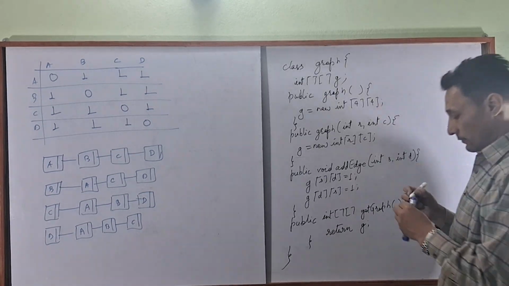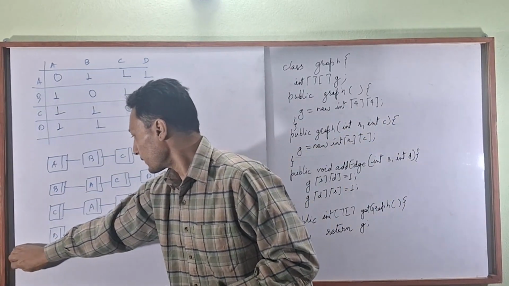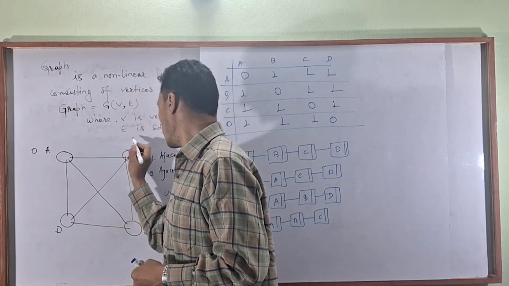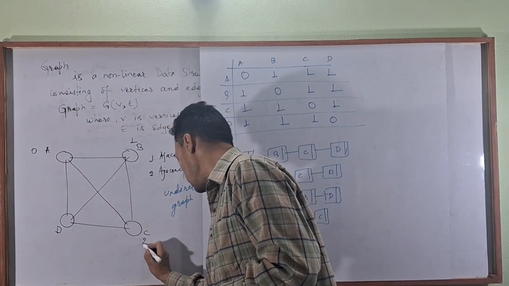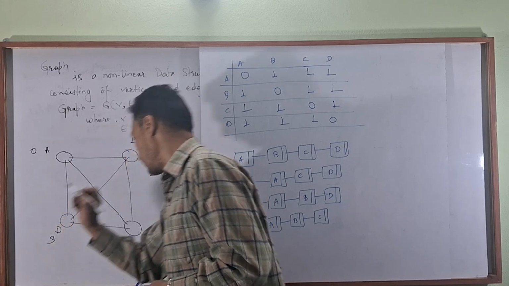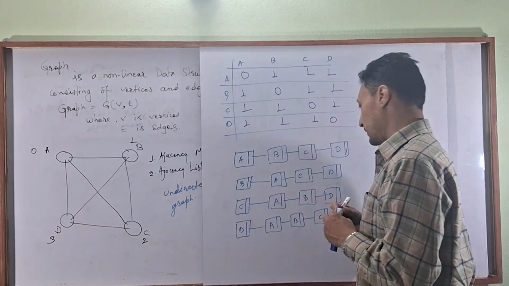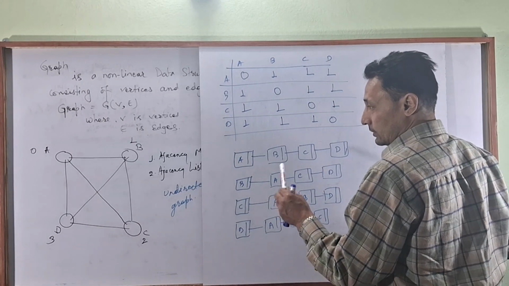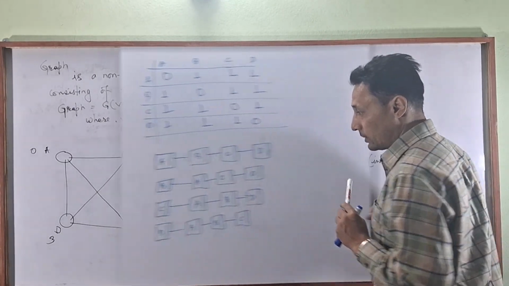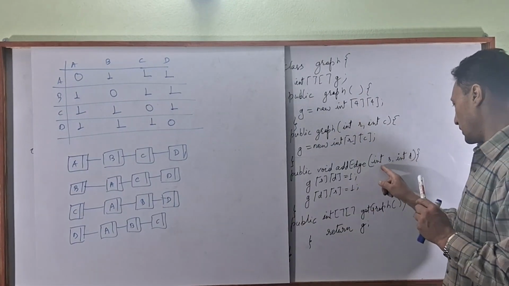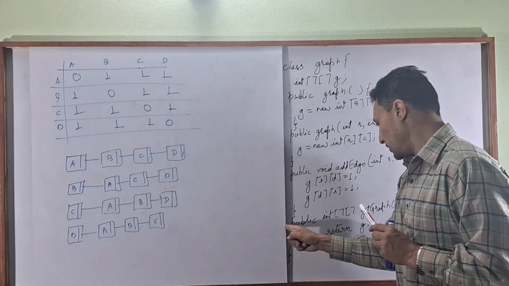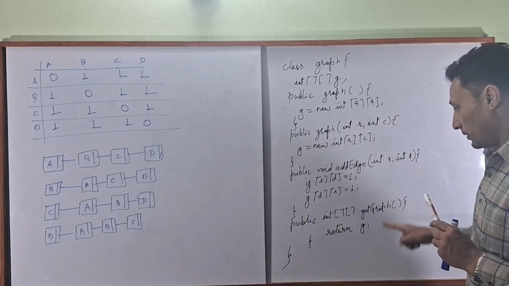In the previous graph, what we can do here is assume that this is 0, this is 1, this is 2, this is 3. Okay, so if we specify like this, then we can say 0 and 1, there is a connection between 0 and 1 by assigning 0 1 is equal to 1, 1 0 is equal to 1. So in this way we can create a simple graph.